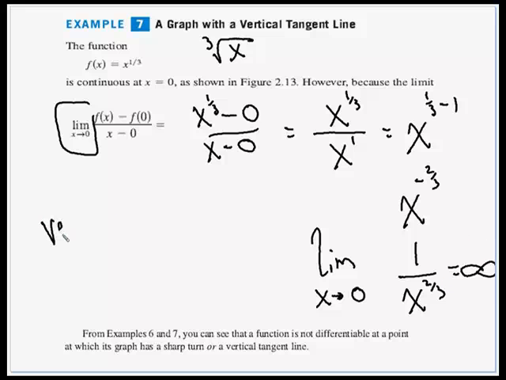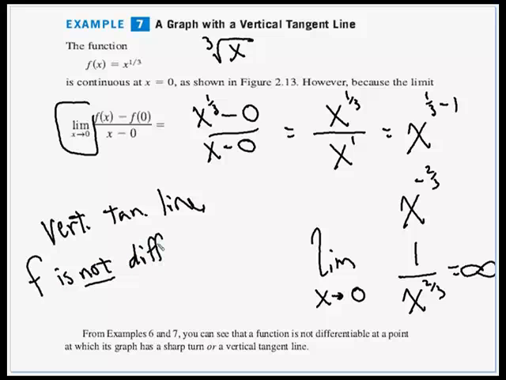That is a vertical tangent line. So therefore, our function f is not differentiable at x equals 0, because we would have a vertical tangent line.